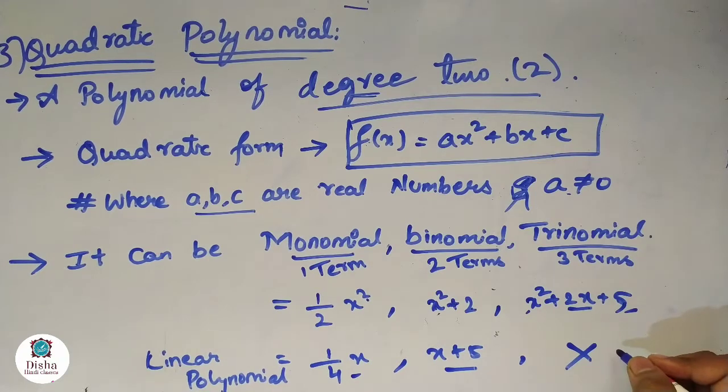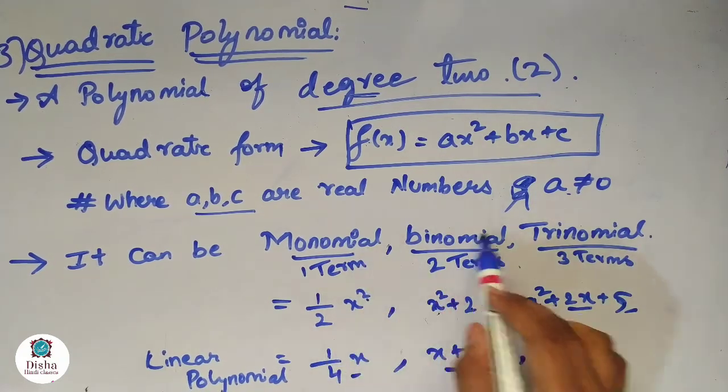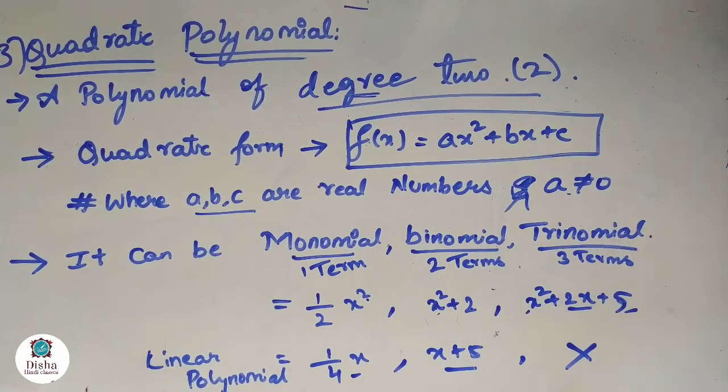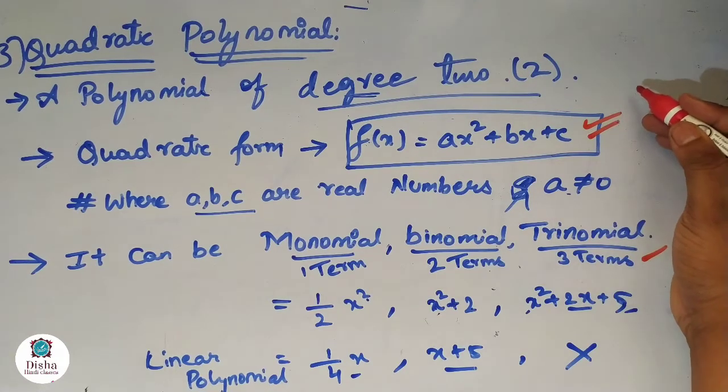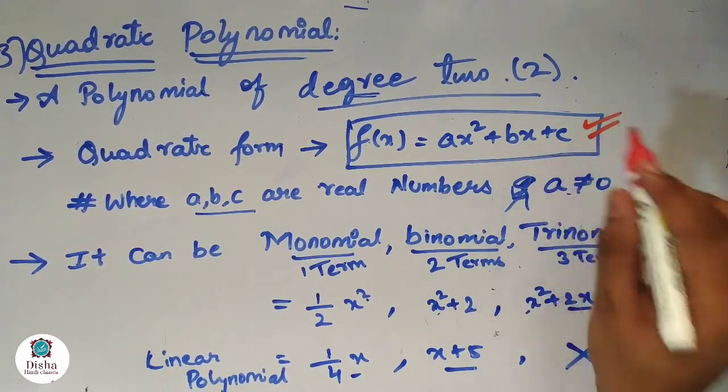Okay, therefore quadratic polynomial can have monomial, binomial and trinomial. So this one is important, and this quadratic form should be remembered, that is f of x equals ax square plus bx plus c.